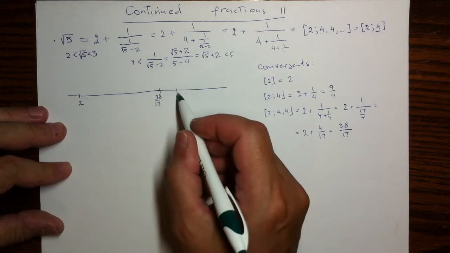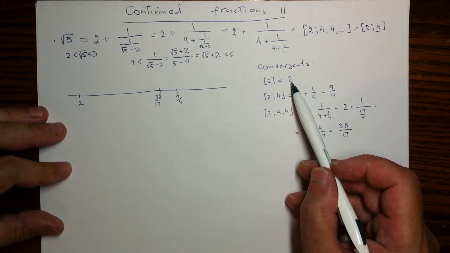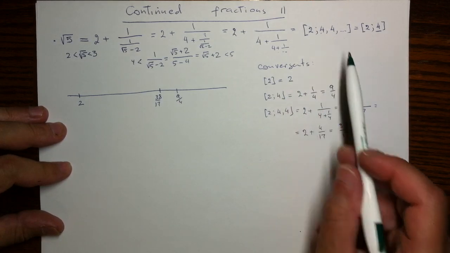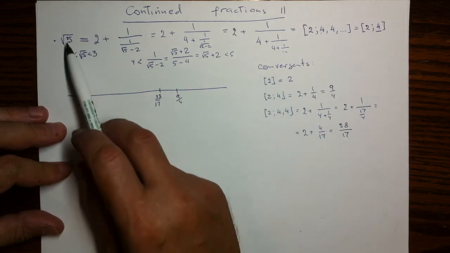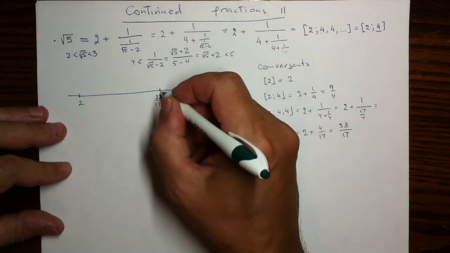It is always in between two neighboring convergents. And you could see that odd convergents, involving an odd number of components, are below the actual number, and even convergents are above. So square root of 5 is somewhere here.